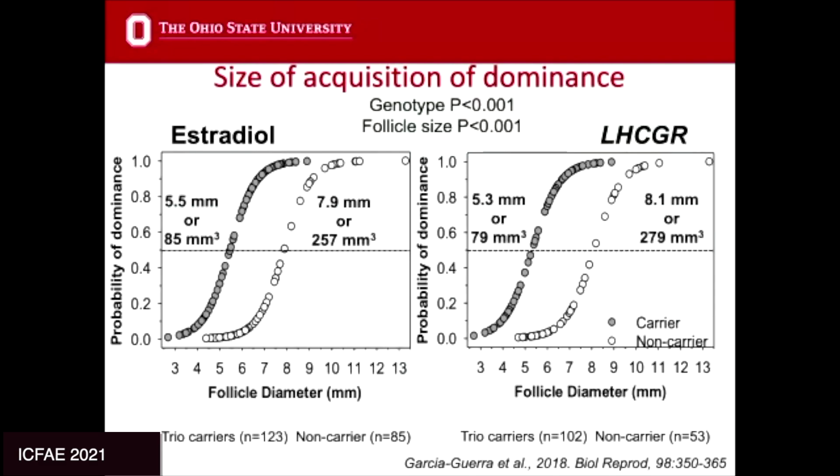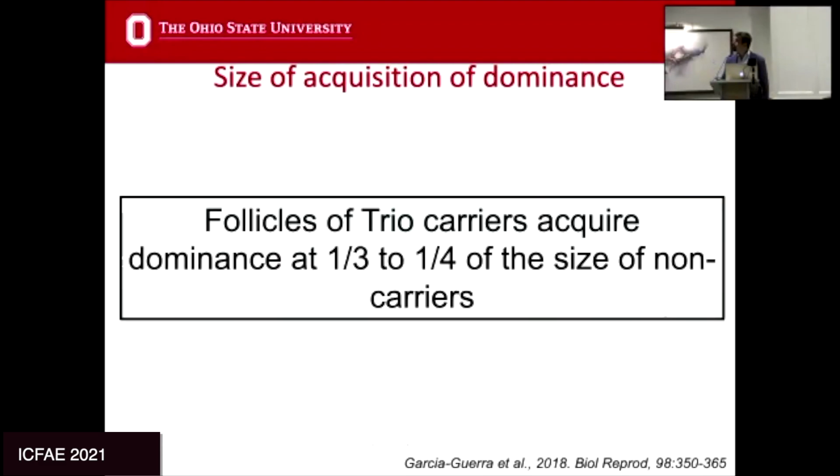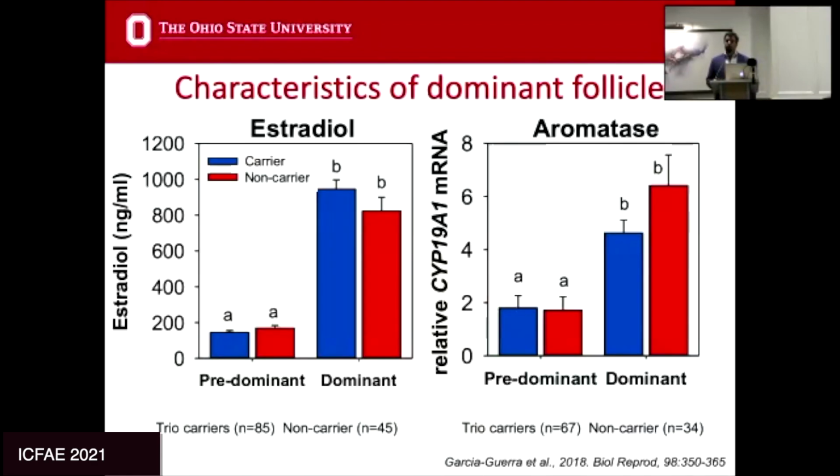But always that curve is shifted to the left in the case of trio carriers, indicating they acquire dominance at a smaller size. If we take again the 50% probability point, you see that on a diameter basis, follicles in trio carriers are smaller, as I said. And when you put it on a volume basis, we always come up with this relationship in which single ovulating animals acquire dominance when follicles are about 3 to 3.5 fold greater in size. So just like we saw with the ovulatory capacity, trio carriers acquire dominance at about 1/3 to 1/4 of the size of non-carriers.